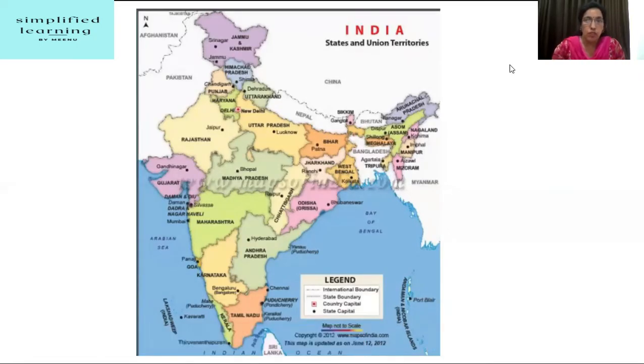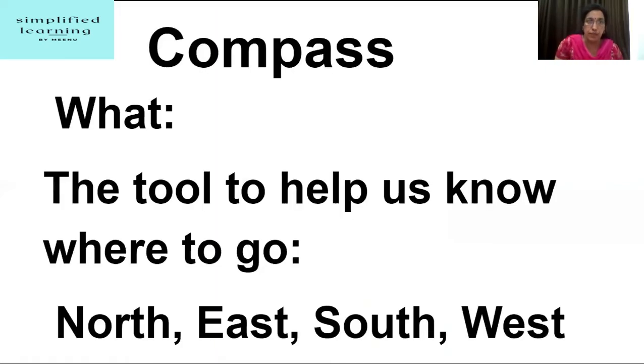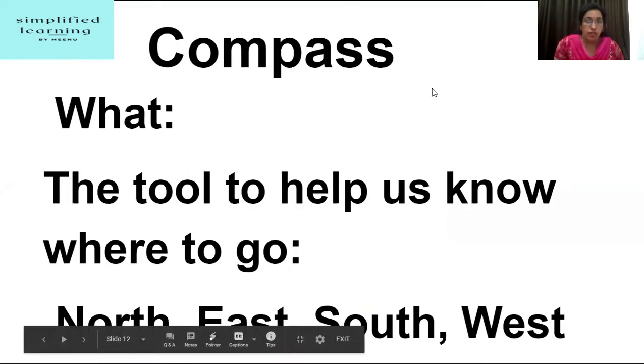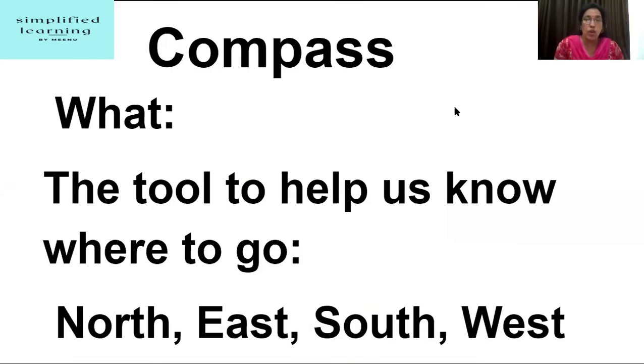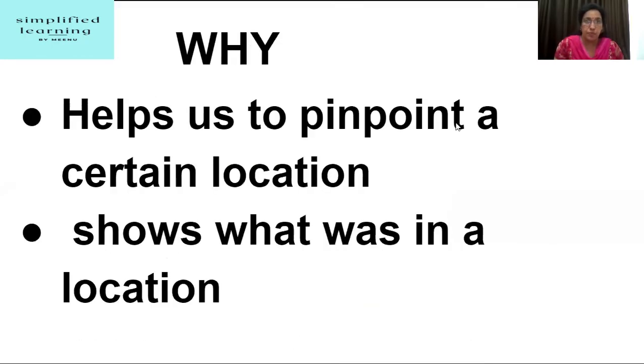Now let's talk about another element of a map, that is the compass. Now what is a compass? The tool to help us know where to go. That is the directions, okay? North, east, south, west. Why? It helps us to pinpoint a certain location and shows what was in a location.